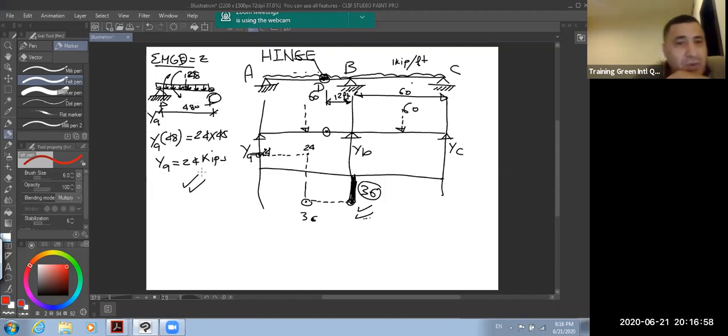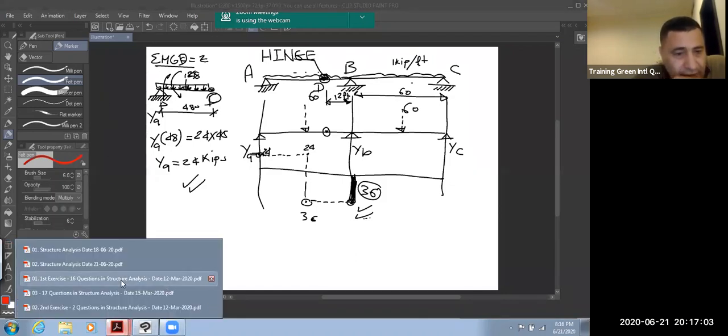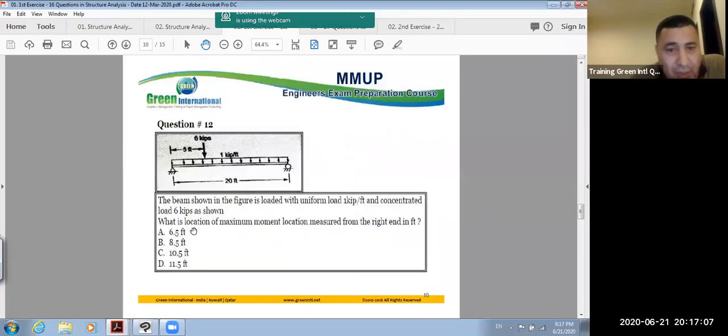Okay, guys, let us go to the next number. This is already solved now. All of you clear now? I am going to solve number 12, and after that we'll start my class for frames. Frames are very important as well.